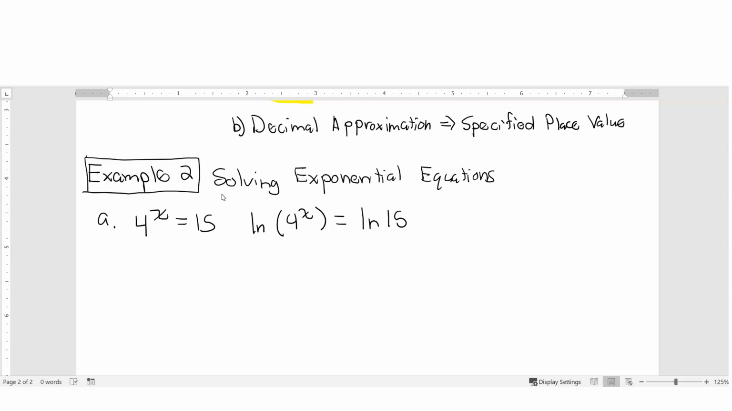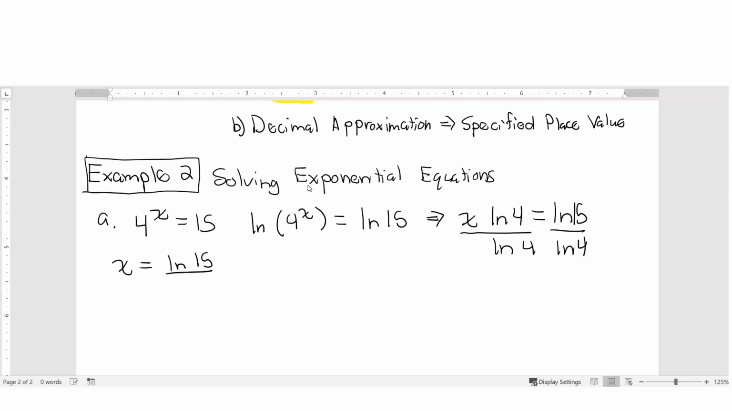Now, how do we solve for the variable x? Well, now we're going to use the power rule we learned in section 4.3. Remember, the power rule allows us to move this variable x out front as a multiplier. So now our equation will look like this: x ln 4 = ln 15. And now this ln 4 is a numerical value. It's essentially a coefficient. So we will divide each side by ln 4. And now we've solved for x. So x will equal ln 15 divided by ln 4.